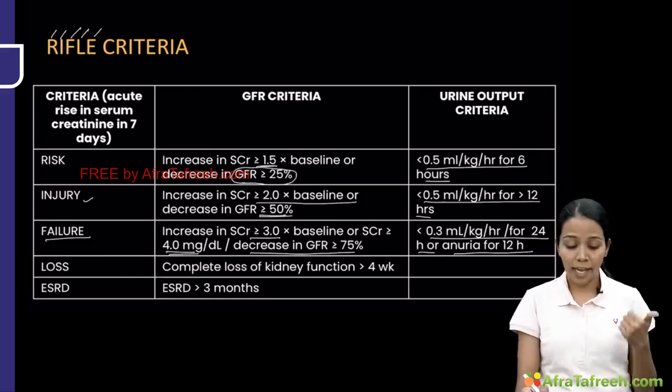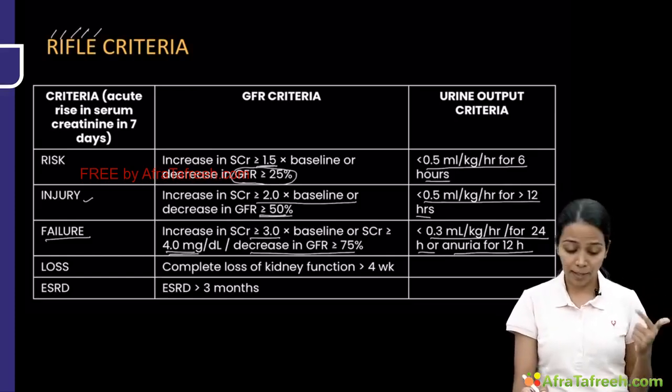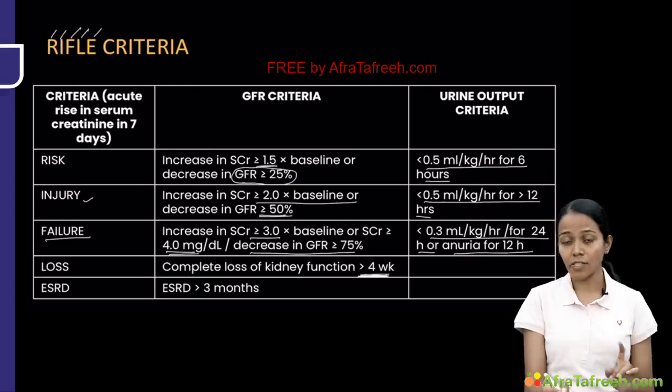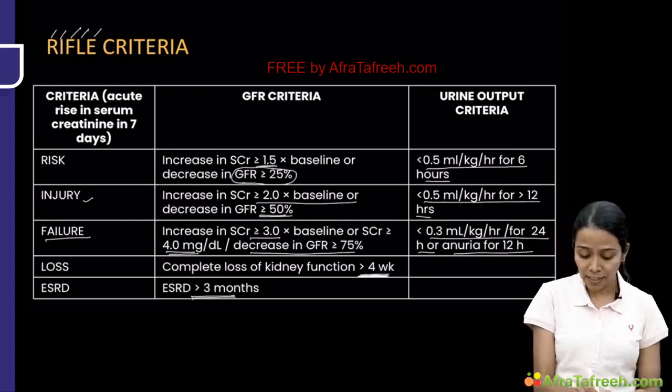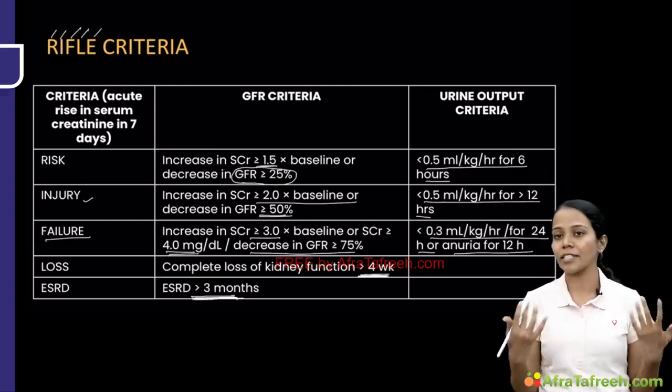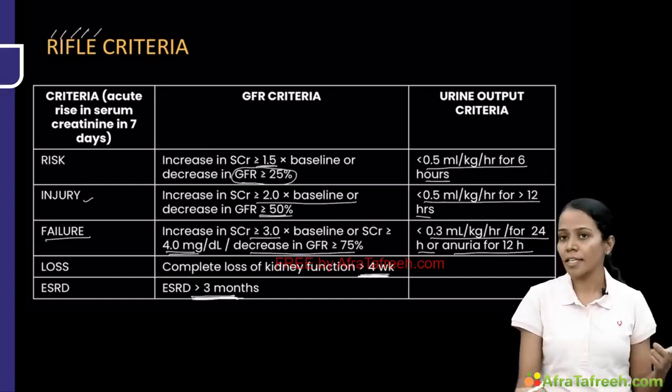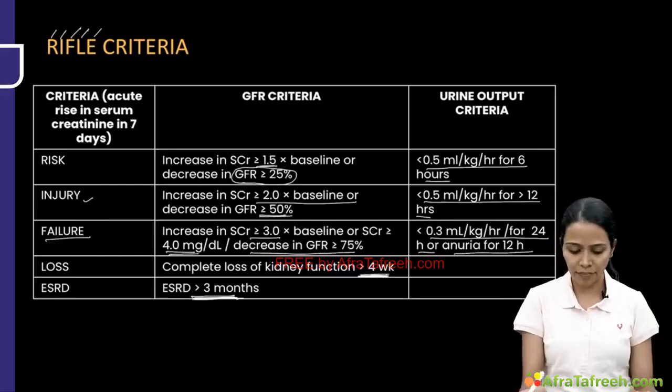Loss, that is complete loss of kidney function for more than 4 weeks, is called loss. And ESRD, that is the dialysis requiring stage, is when it lasts for more than 3 months. Okay, 4 weeks is loss, ESRD is 3 months, like the CKD definition. So this is Rifle criteria.